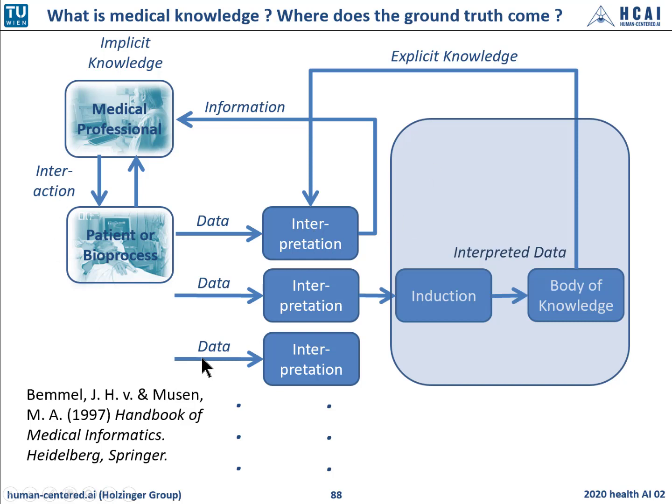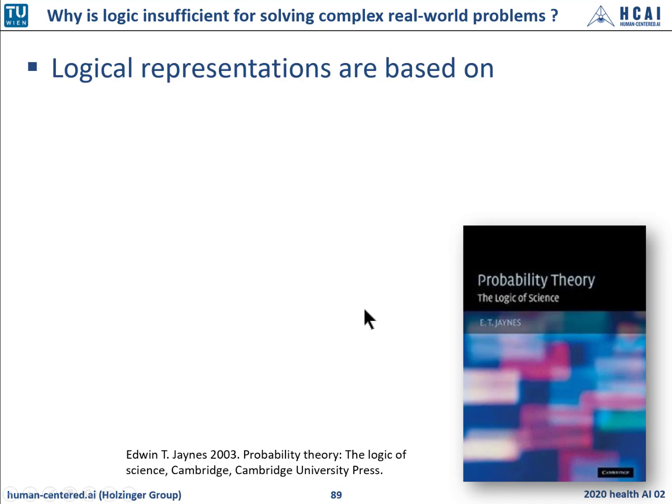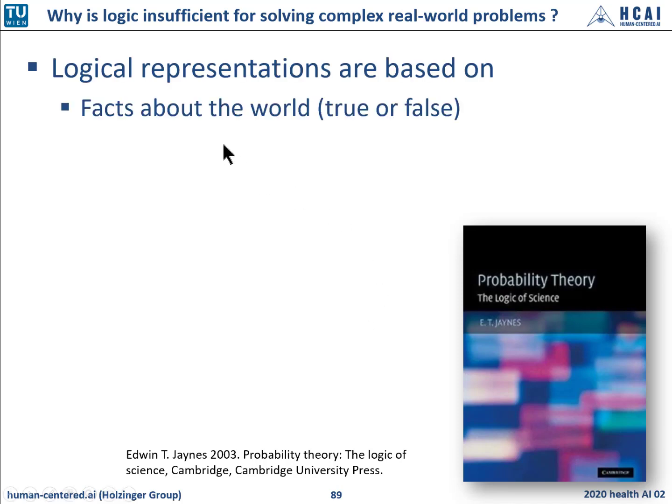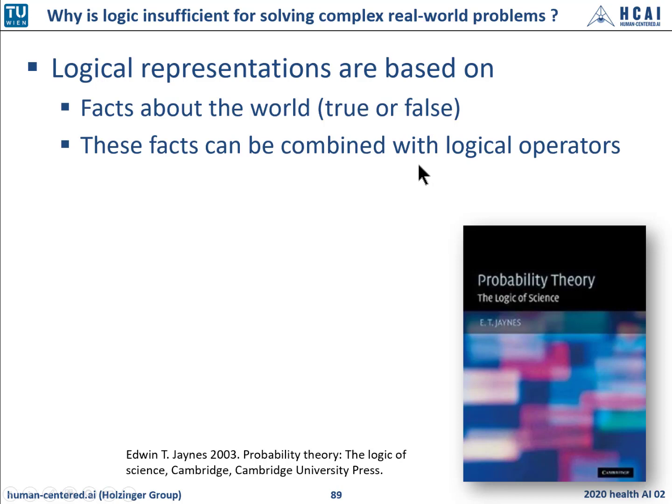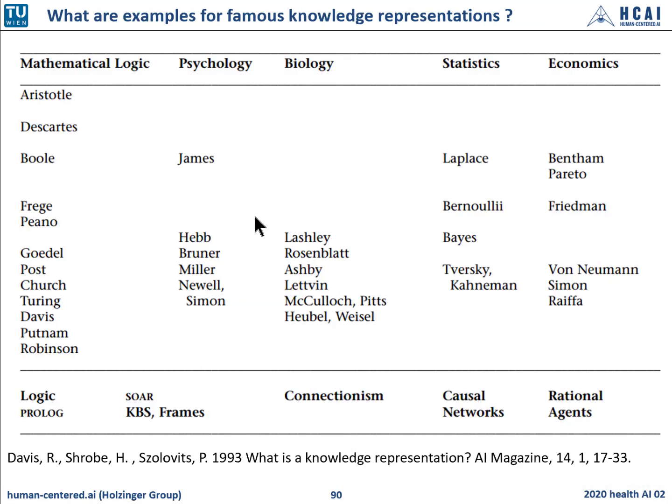So you see, this is the medical knowledge definitions. But now back to data again. The problem is we do not know which facts are true and which facts are false. So we are living in an uncertain world, and logical representations are based on facts about the world, so true or false. These facts can be combined with logical operations, and, or, for example, and logical inference is based on certainty. And this is a big problem.